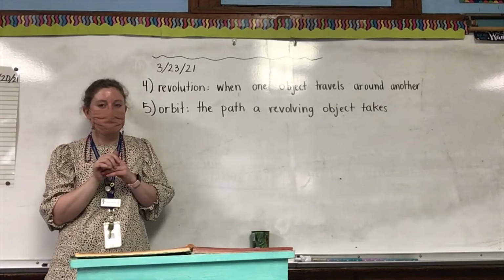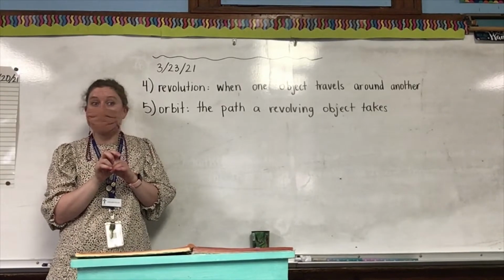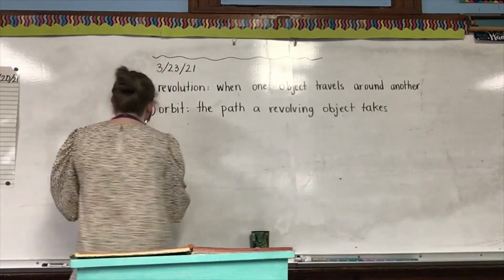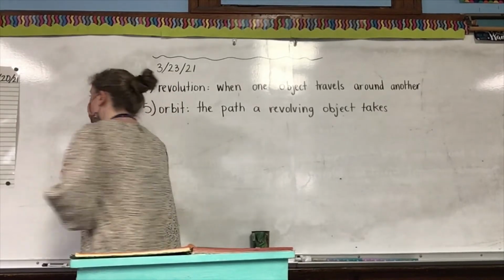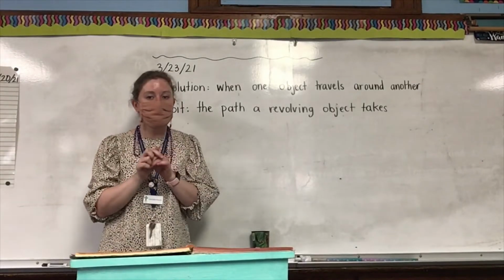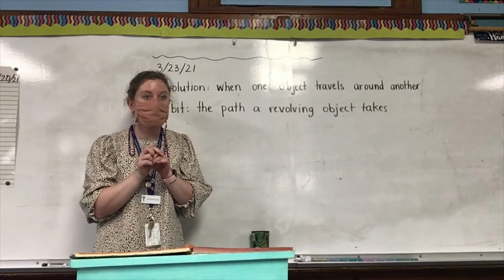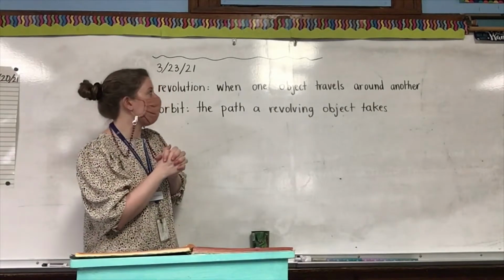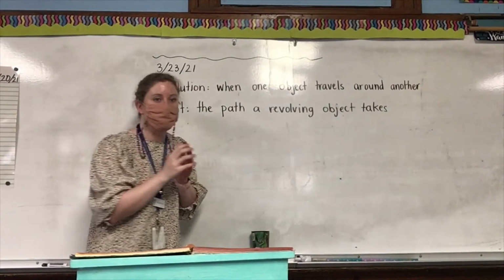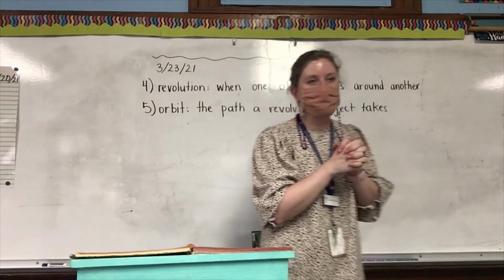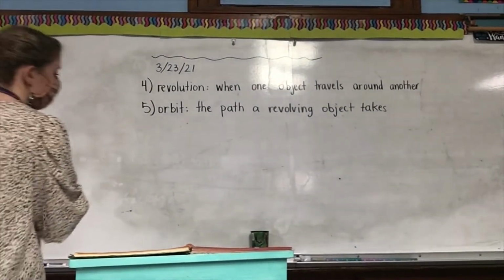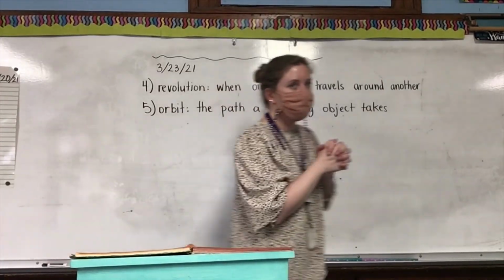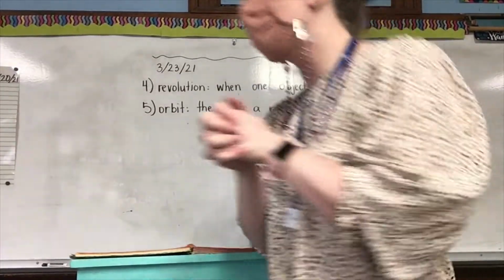Carla? Rotate. Not rotate. Rotate means spin. Cullen? Revolution. Revolution is when that happens, but what is the verb to mean circle around? You're close. Revolution is when that happens. But the verb, Smith? Revolve.